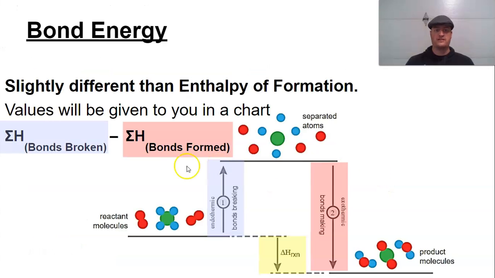Now, in a pictorial sense, you have your reactant molecules. They take energy in to break all those bonds, just thinking of everything separate. Then when they come together, they release energy. If we had a delta H of reaction that dropped, this would be called exothermic.